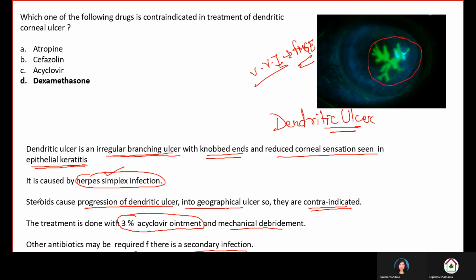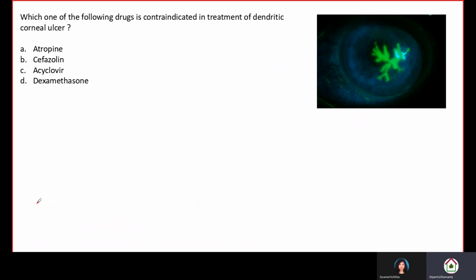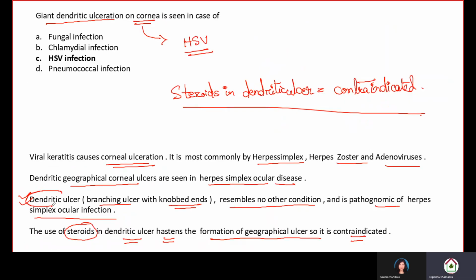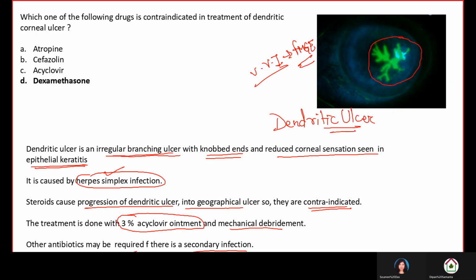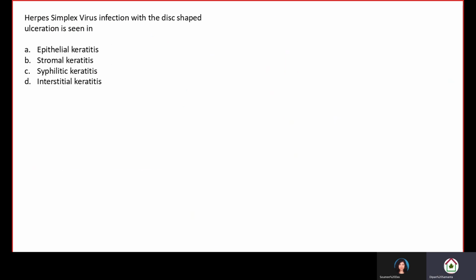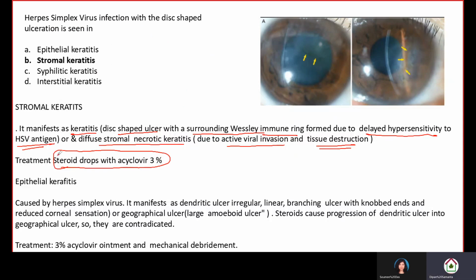Okay. This dendritic ulcer, upon use of steroids like dexamethasone, will form a dendritic geographical corneal ulcer. That is why we do not use steroids like dexamethasone. Okay, in stromal keratitis, we use steroid eye drops with 3% acyclovir.